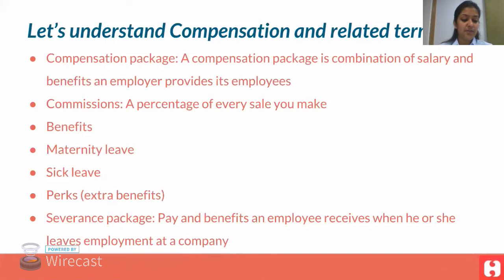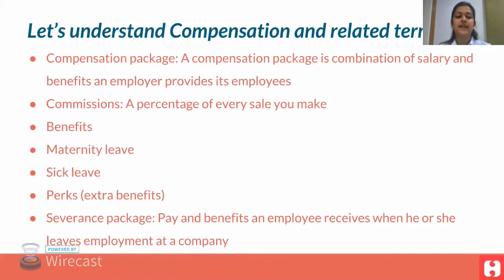Now perks. Perks are some extra benefits that the employer provides to its employees. These are very lucrative as well. So for example, they would provide you with a gym membership, or they would provide you with a company car, or some childcare benefits. These are some perks that come along with your job.